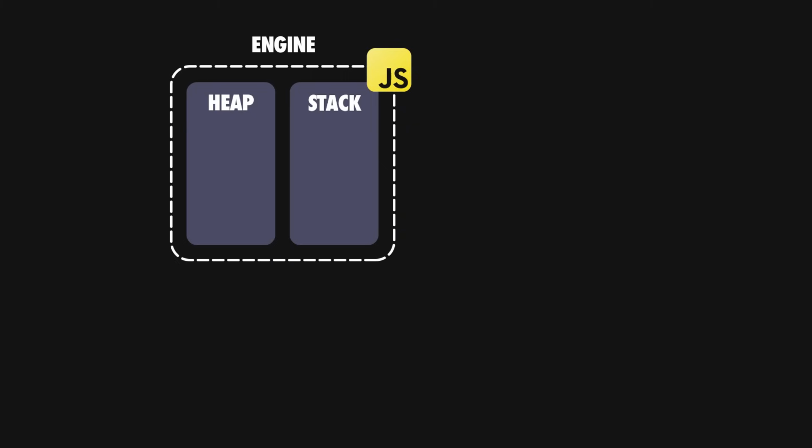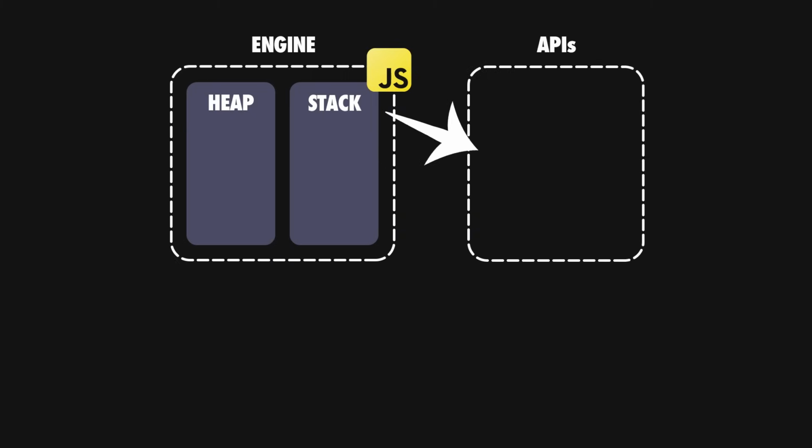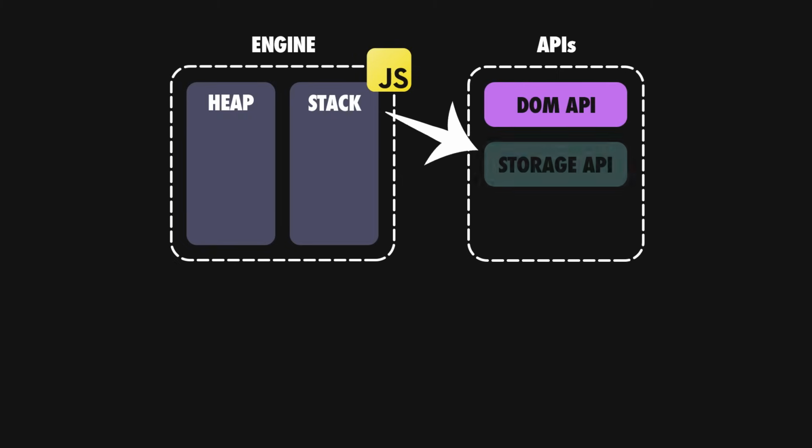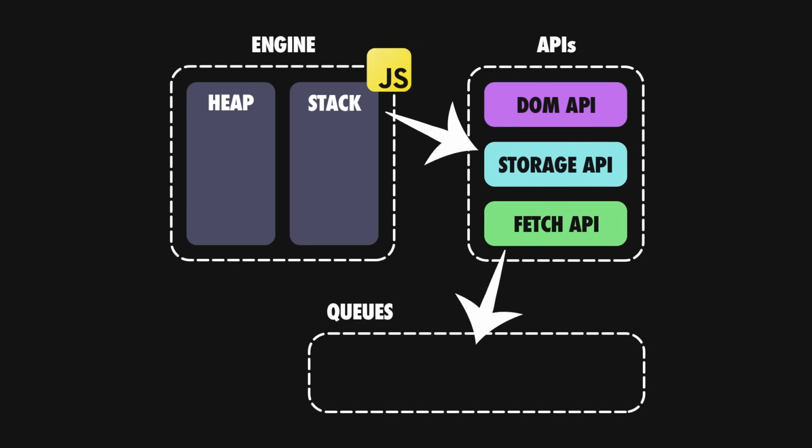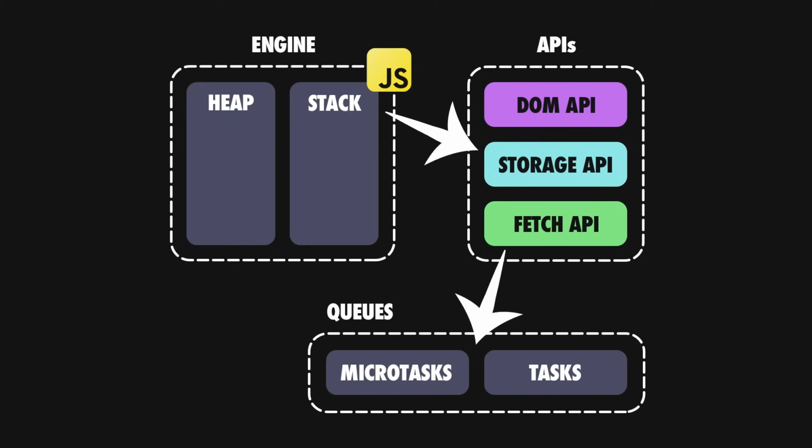This engine can't do a lot of useful things on its own, so the runtime also offers various useful APIs. Think here of the browser's DOM API used to build UIs, the Web Storage API for data persistence, or the Fetch API which performs HTTP calls. These APIs can then trigger events, which will place callbacks or jobs in the task and microtask queues. The final piece of the runtime puzzle is a non-blocking event loop which constantly monitors the queues and, whenever the call stack is empty, will move workloads from the queue to the stack.